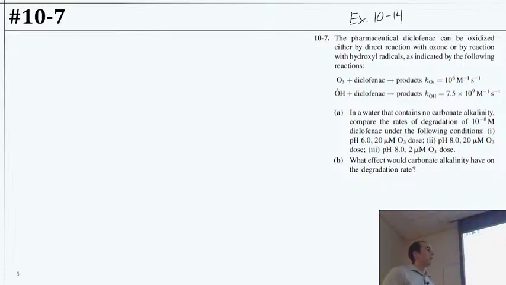compare the rates of degradation of 10 to the minus 8th moles per liter of diclofenac under the following conditions. 1 is pH 6 with 20 micromoles of ozone dose. 2 would be pH 8 with 20 micromoles ozone. And 3 would be pH 8 with 2 micromoles of ozone dose. So what we want to do is, first of all, set up the basics and the rate equations. So we can take a look at these rates.